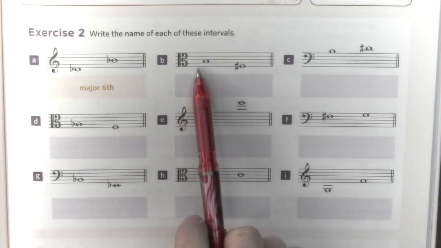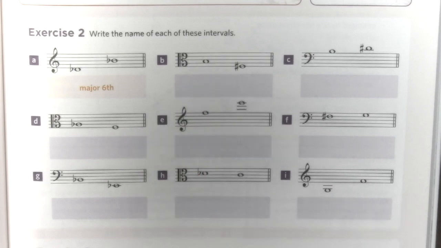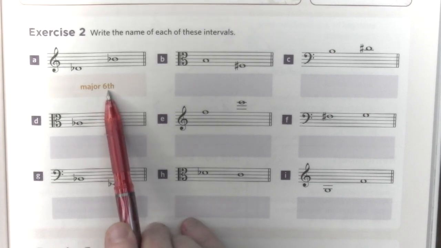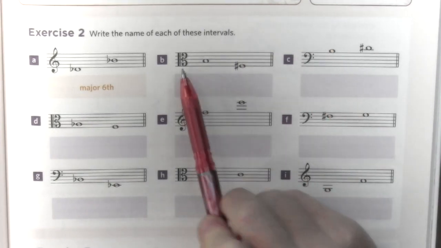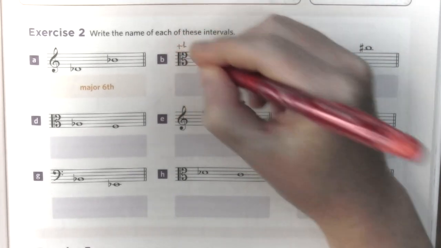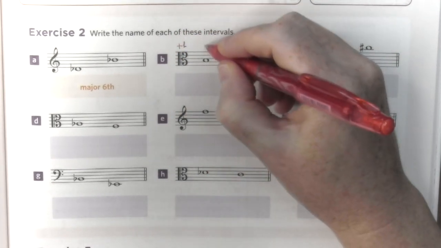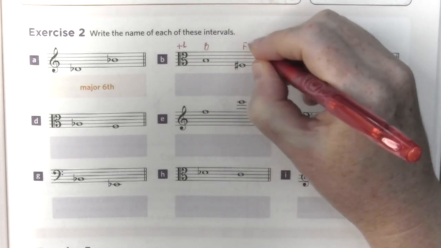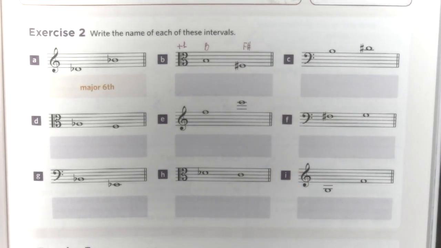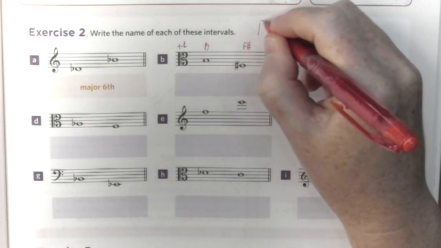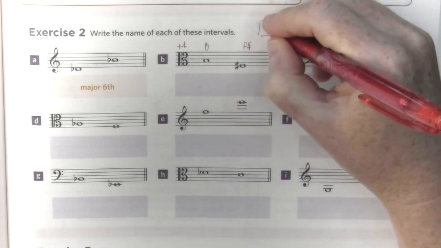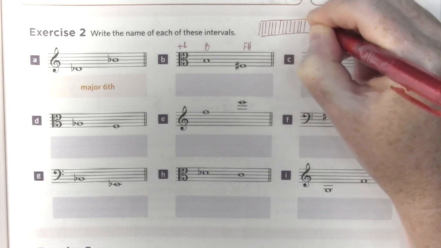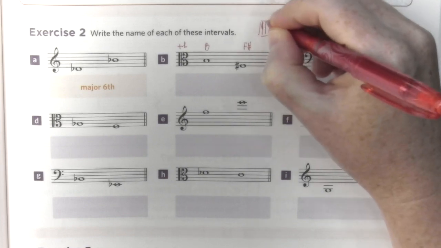In exercise 2, we need to write the names of the intervals. So, type and number. Alto clef, treble clef plus 1. La plus 1 equals Si. Mi sharp plus 1 equals Fa sharp. Now, keyboard. Oh, maybe this is too long. It is. Sorry.